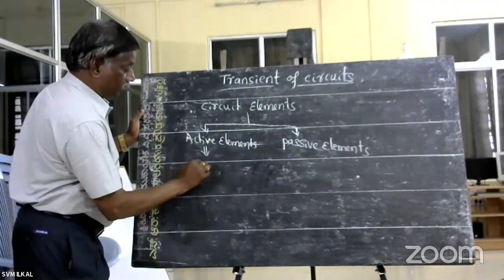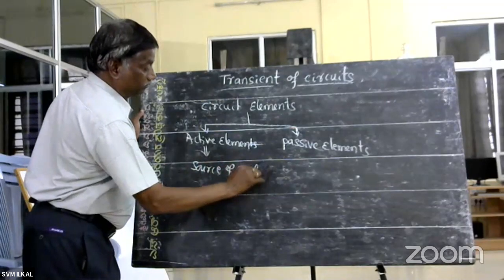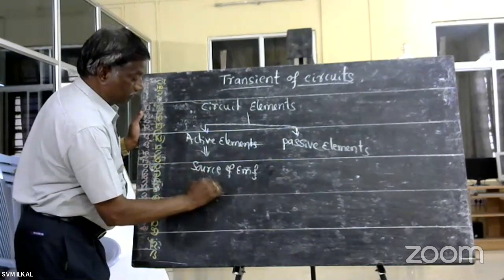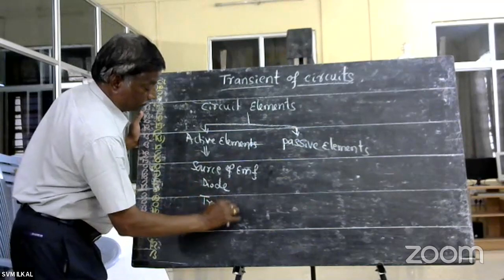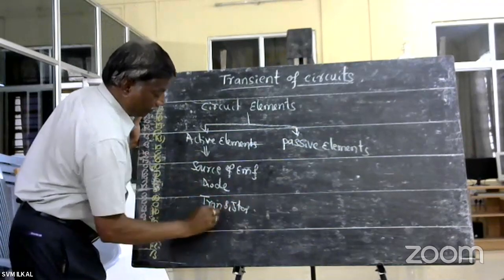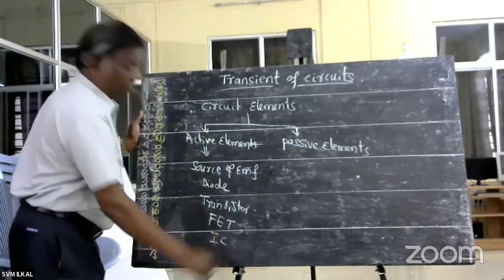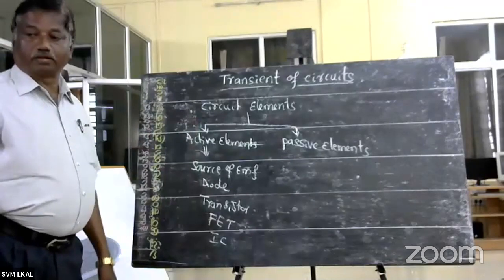The source of battery, source of EMF, semiconductor devices like diode, transistor, FET, IC, integrated chips. All these are considered as active elements.